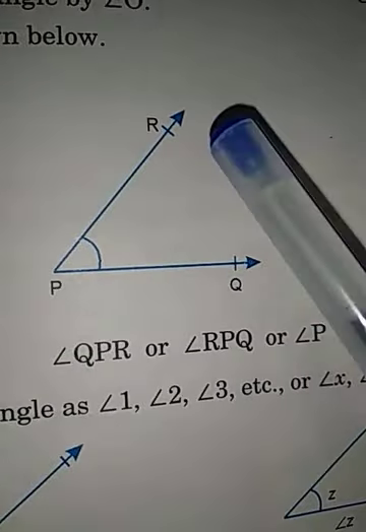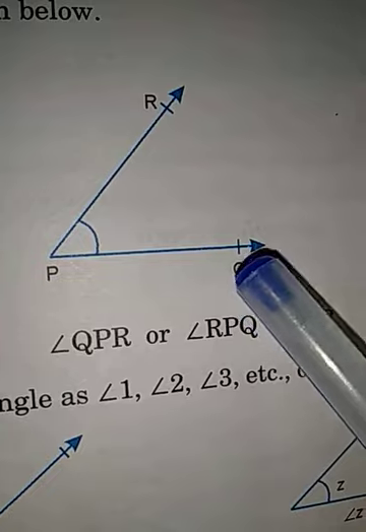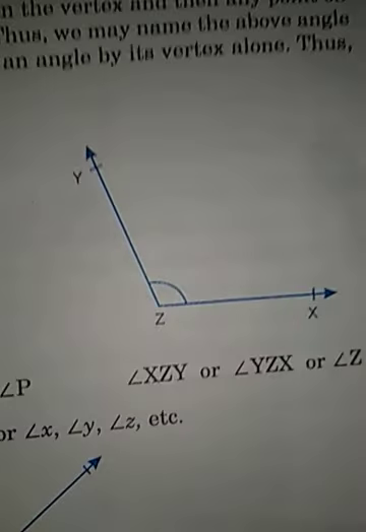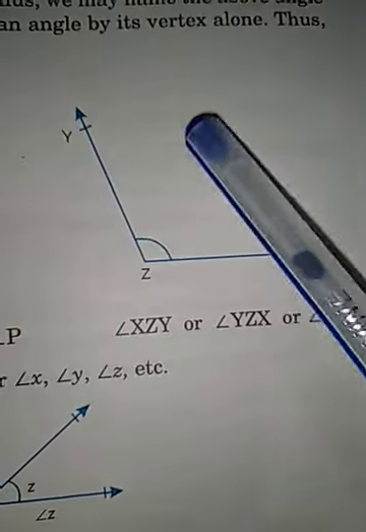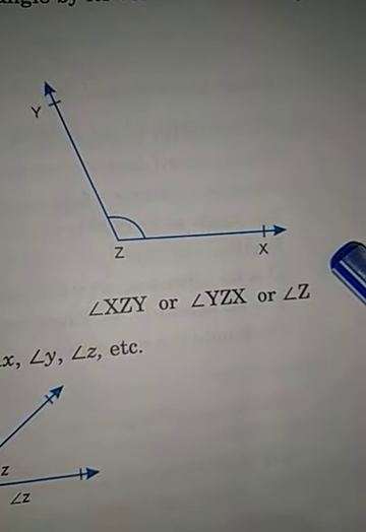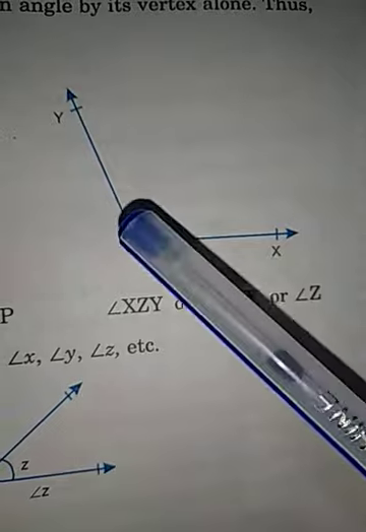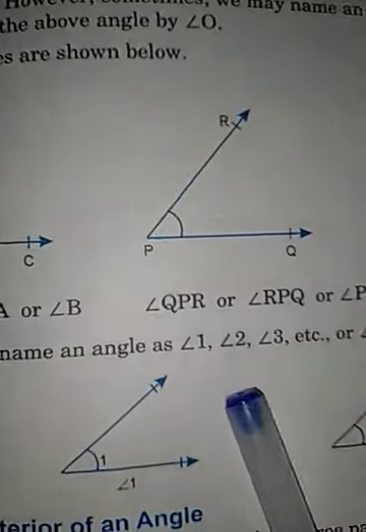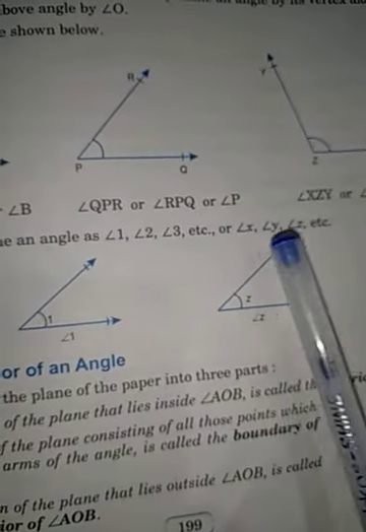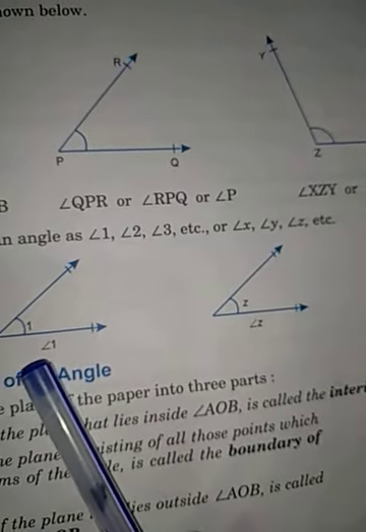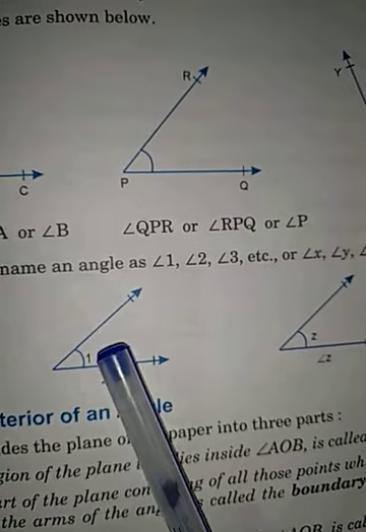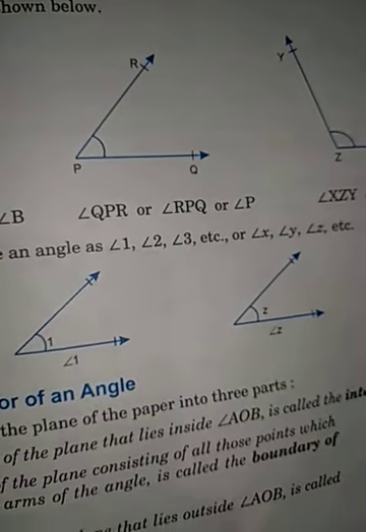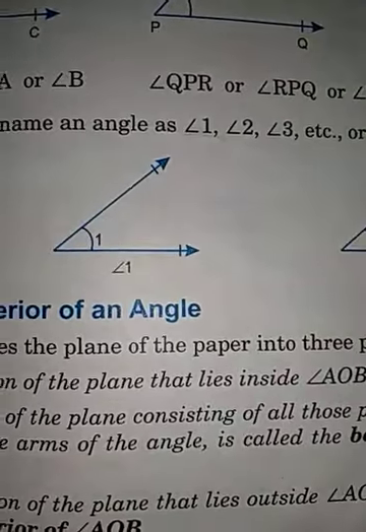Similarly, this angle can be named as angle RPQ or QPR or simply angle P. This angle can be named as angle YZX or angle XZY or simply angle Z. Sometimes we name an angle as angle 1, angle 2, angle 3 or angle X, angle Y, angle Z, etc. Suppose we name this angle as angle 1, and this angle as angle Z. This is all about the naming of an angle.